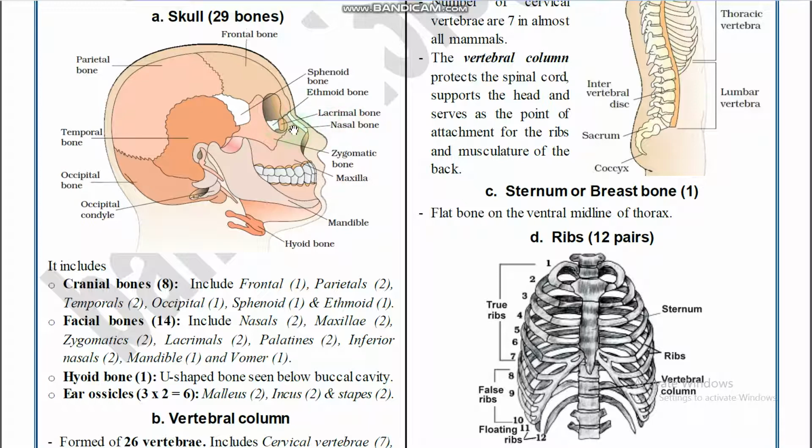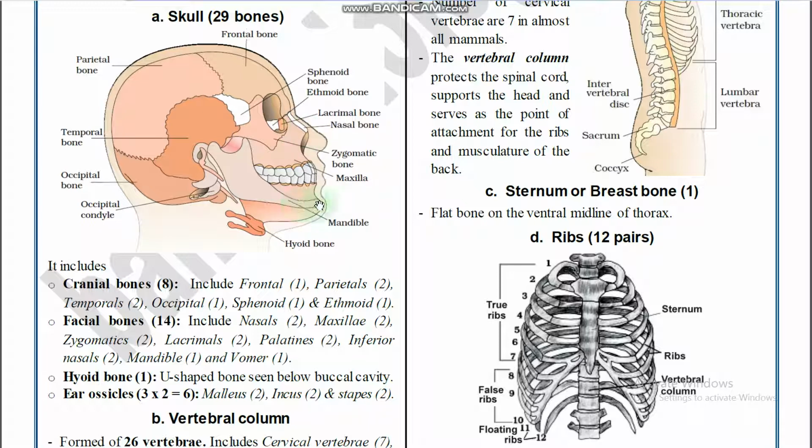In the eye orbits, the bones present are the lacrimal bones too. And the palatines, which are present in the region of the buccal cavity. So there are two palatine regions, two palatine bones. And the inferior nostrils, the inferior nasal cavity, there are two inferior nasal bones.